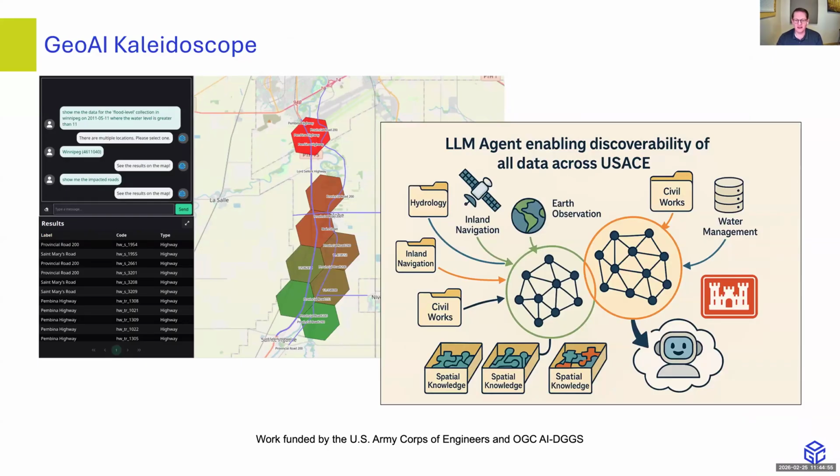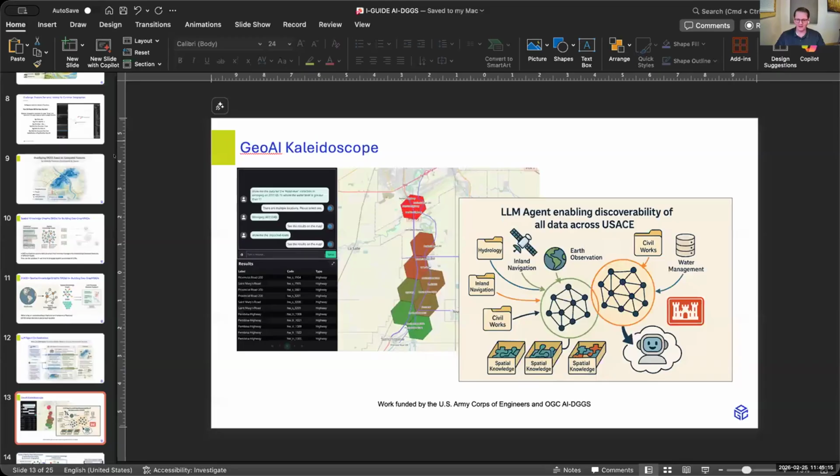And so this is the objective for Army Corps Civil Works, that they will be able to publish data in terms of DGGS and also spatial knowledge graphs themselves using open source software. So with that, given the time, I think I might have gone a little over. Let me dive into the demo.